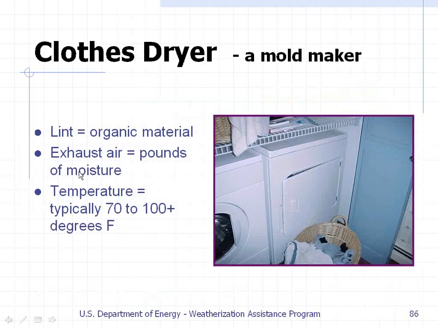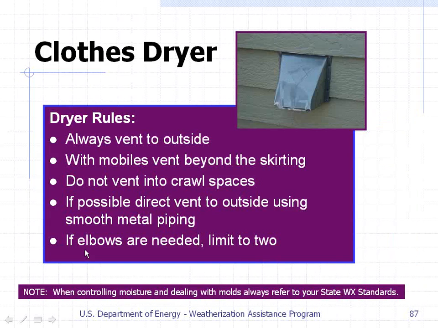Clothes dryer can be a real mold maker. Lint equals organic material, and the exhaust air equals pounds of moisture, combined with the temperature, typically between 70 to 100 degrees plus Fahrenheit. All of those things combined create ideal conditions for mold growth. Dryer rules. You need to always vent to the outside. With mobile homes, you need to vent beyond the skirting. Do not vent into crawl spaces, and if possible, direct vent to outside using smooth metal piping. Now, if elbows are needed, you need to limit those to 2 elbows.